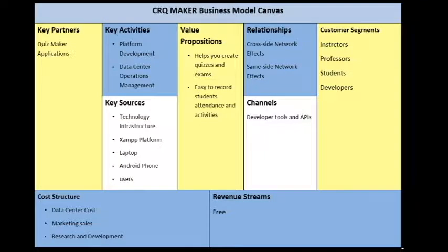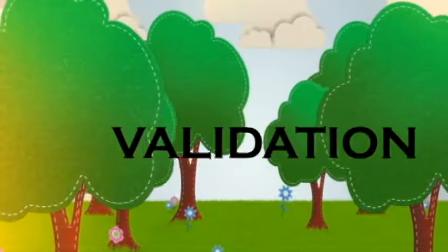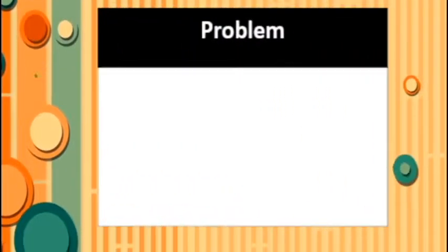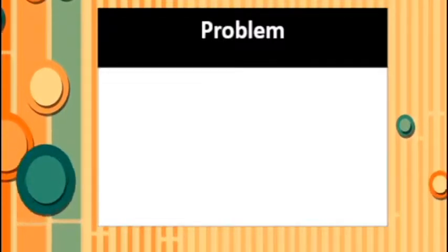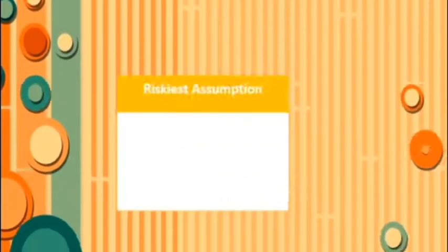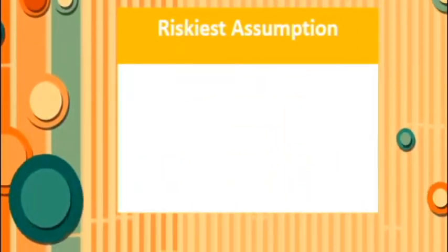This is our business model canvas. For our validation, first, we listed the different customer segments. Then, we listed the problem hypothesis. Furthermore, we wrote a list of assumptions that will be tested.